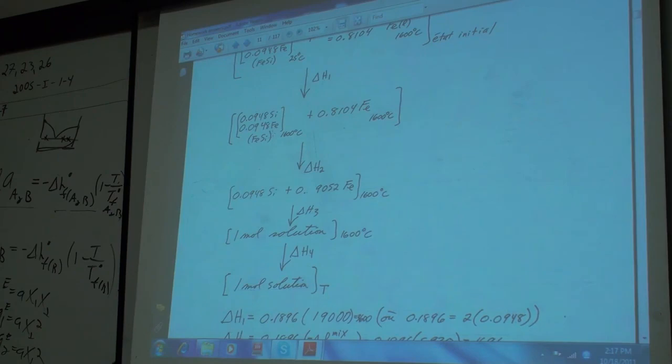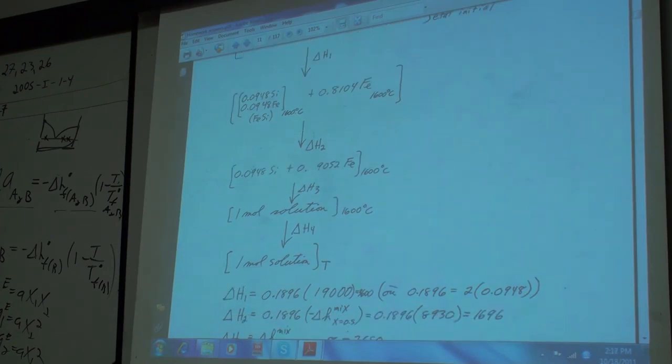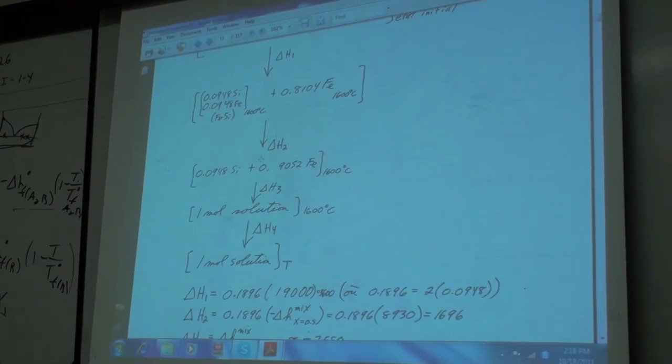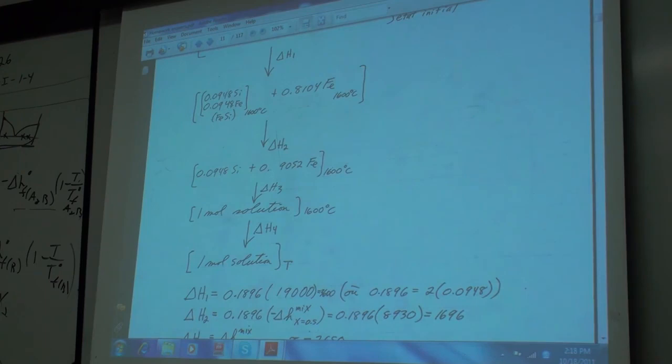So what I do is I take this ferrosilicon liquid, which is 50 mole percent silicon and iron, and I unmix it, which then gives me 0.0948 moles of silicon, and this iron then goes on together with this iron. So this is an unmixing. So this is minus the heat of mixing at that composition. So I take this composition of 50-50 and I unmix it, multiplied by the total number of moles.